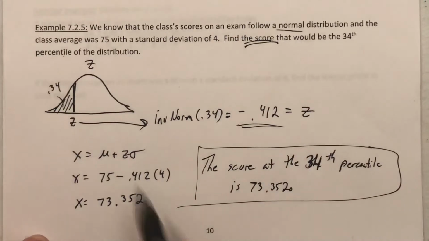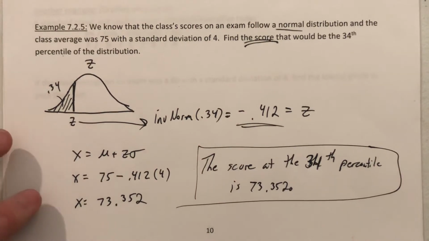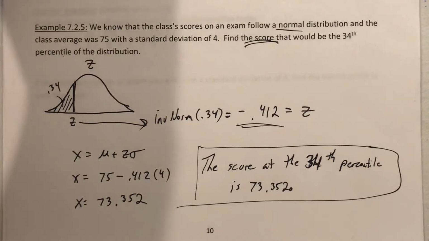There's not really units on this. They didn't give us units. We could assume these are percentages, perhaps, but we don't know, right? Maybe the grades were out of a 90-point test. We don't know. So I'm not putting units on that, but that would be the interpretation of that answer.